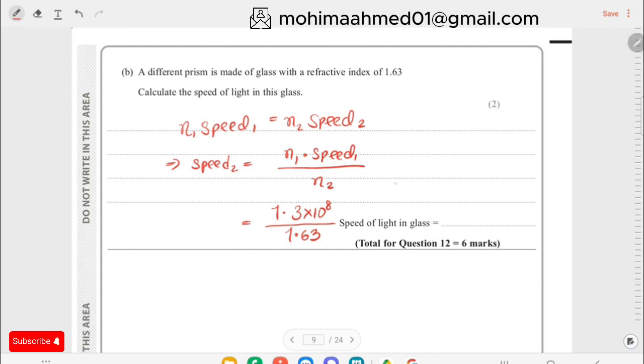So if you calculate this, you get one. Okay, it's quite a big value. So 1, 2, 3, 4, 5, 6, 7, 8. 1.84 into 10 to the power 8 meters per second. So this is the final answer for question 12. I hope it was clear for everyone.